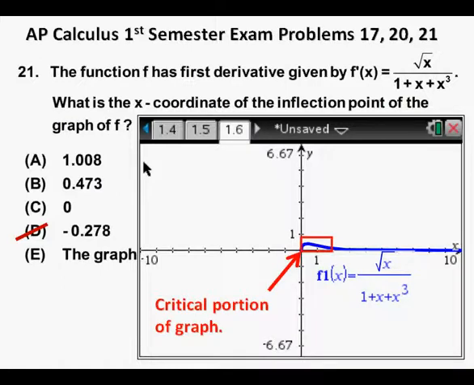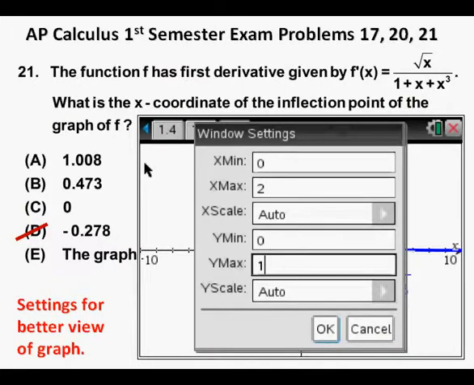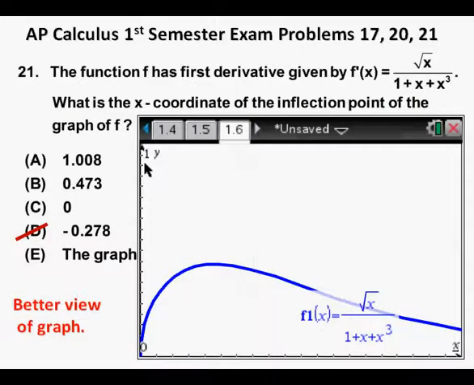To better evaluate where our point of inflection is, we would be better off to take a closer look at the critical part of the graph boxed in red here. And here are the window settings we'll use to take a better view of that graph. That's x min equals 0 and x max equals 2, y min equals 0 and y max equals 1. Tabbing down and clicking OK, this is what we get.